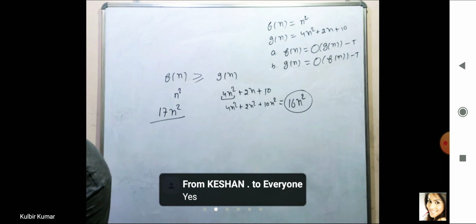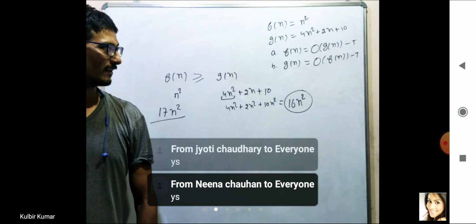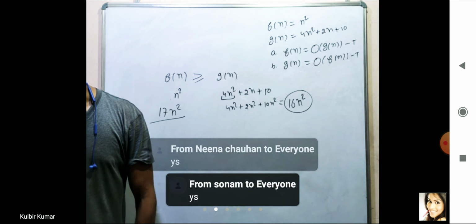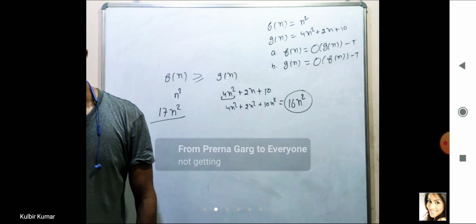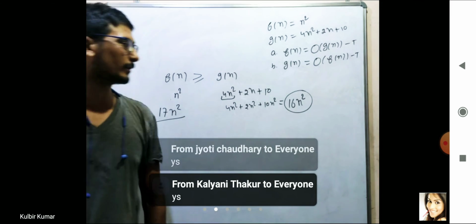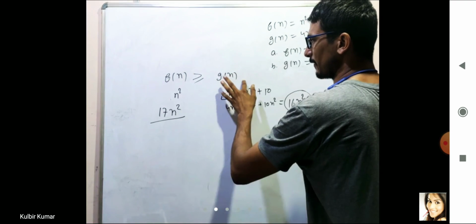So can I write g of n is order of f of n? Yes or no? Yes, I can write. Okay, Prerna is saying that she is not getting it, so let me repeat this thing. Just for simplicity, this is my function g of n.